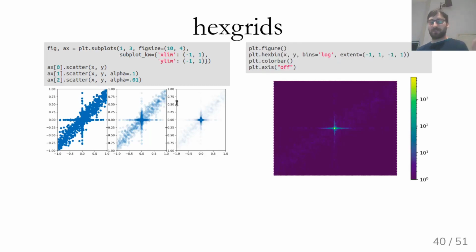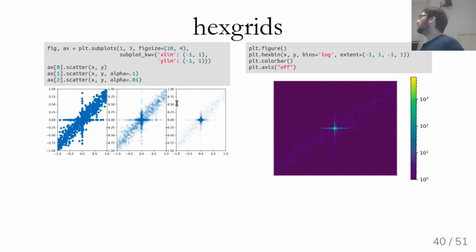So my favorite thing is hexgrids. What hexgrids do is basically 2D binning. You compute a density map. It's called hexgrids because you're binning not on a rectangular grid, but with hexagons in a honeycomb structure. You could also do this on a regular 2D grid, but the main idea is that you're just visualizing density directly.